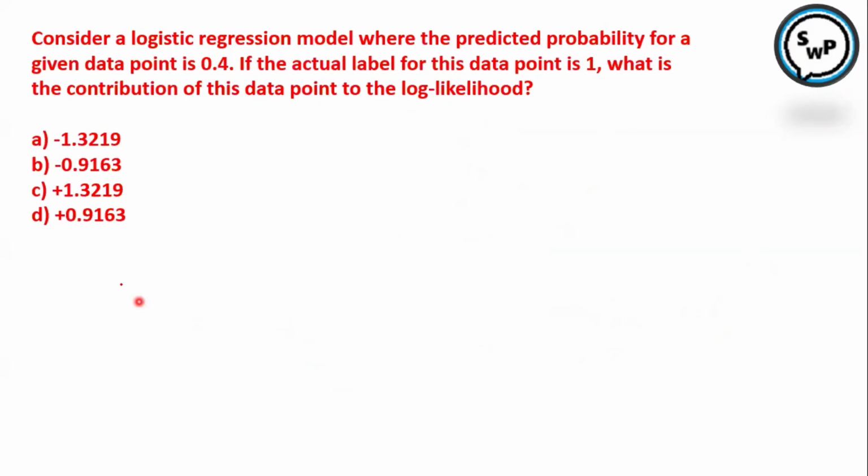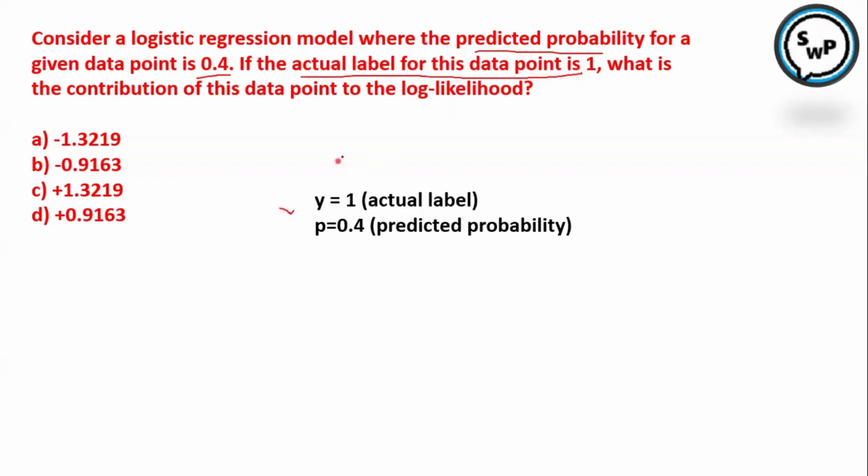Okay. So now coming to the next question. Consider a logistic regression model where the predicted probability for a given data point is 0.4. That means the predicted probability is given, and the actual label for this data point is 1. Okay. So the actual label is given, that is y equal to 1. The predicted probability is given, that is p equal to 0.4. Now, what is the contribution of this data point to the log likelihood?